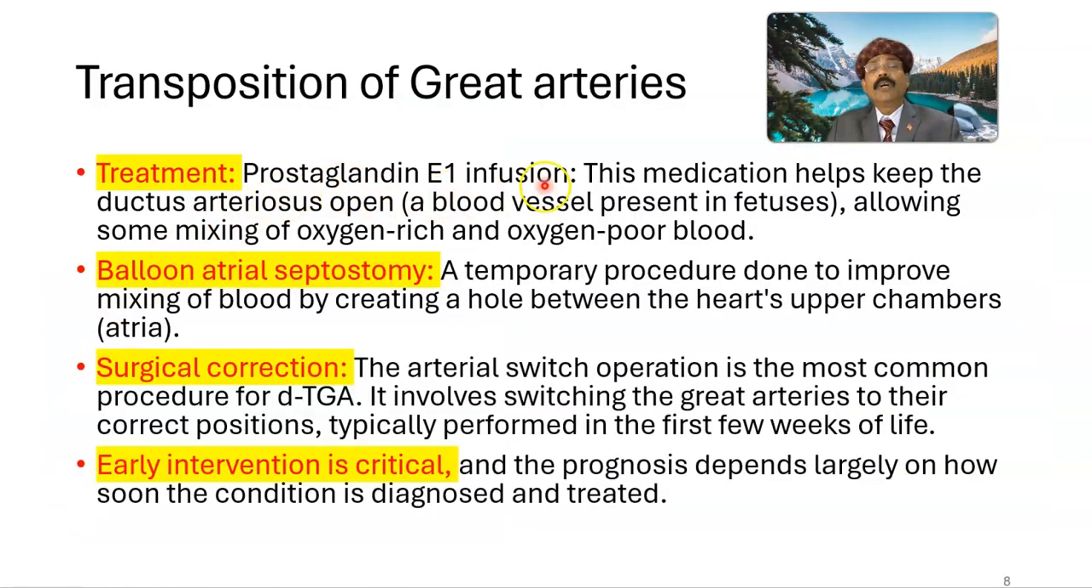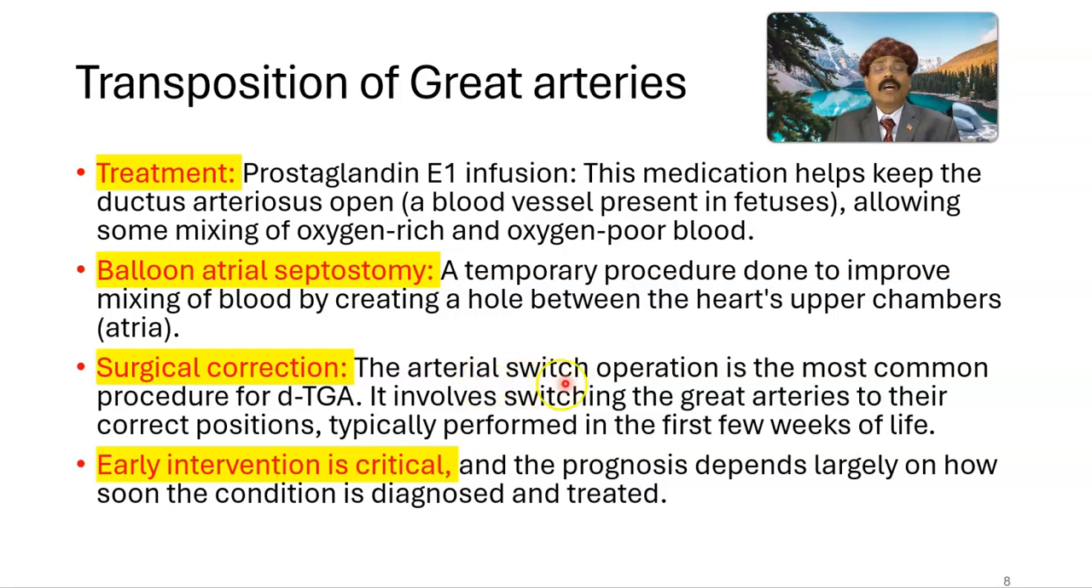Treatment: prostaglandin E1 infusion. This medication helps keep the ductus arteriosus open, a blood vessel present in fetuses, allowing some mixing of oxygen-rich and oxygen-poor blood. Balloon atrial septostomy, a temporary procedure done to improve mixing of blood by creating a hole between the heart's upper chambers. So a hole is made in the interatrial septum.